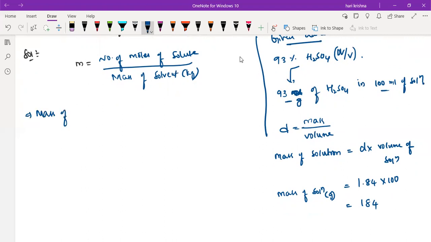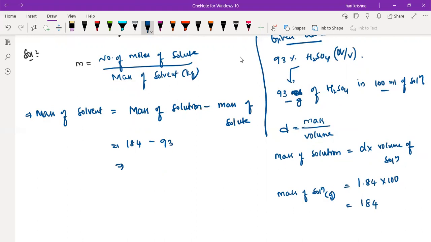We want only the mass of solvent. What can we do? Mass of solution minus mass of solute, right? So the mass of solution is how much? 184. Mass of solute how much? 93. So 91 will be the answer. So 91 grams is the mass of solvent.